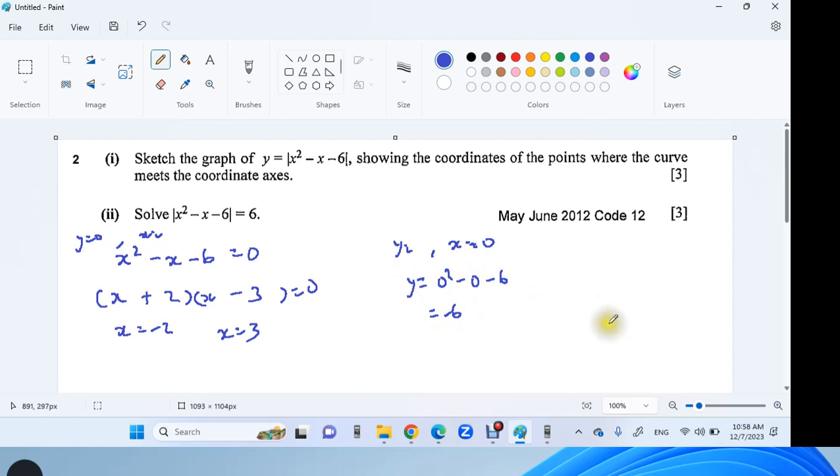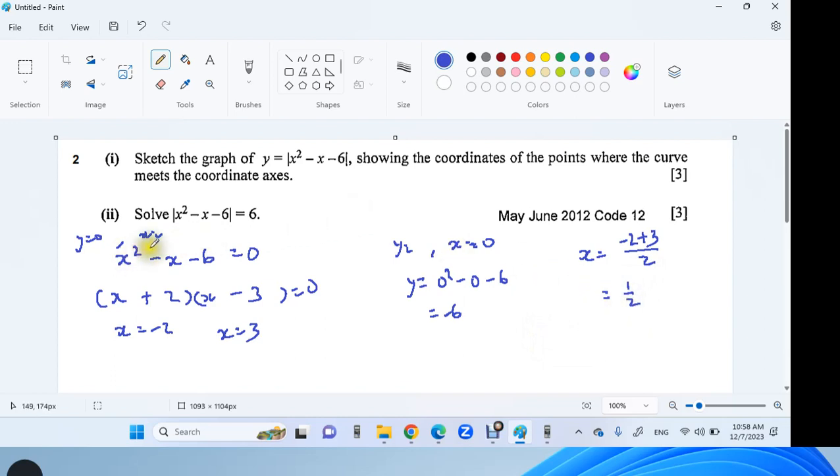Okay, and I want to find the axis of symmetry. I know that it is negative 2 plus 3 over 2. These two add up and divide by 2. Okay, it is 1 over 2. Okay, and then I want to find the minimum value.